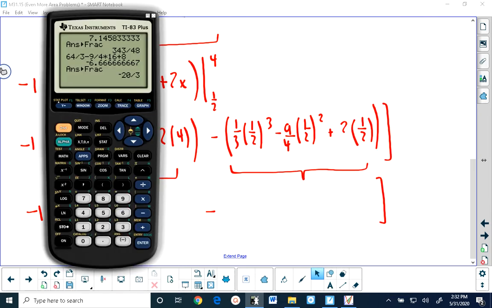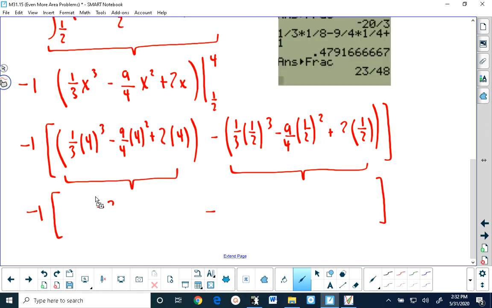If I calculate the other piece, I have 1/3 multiplied by 1/8. 2 cubed is 8. Minus 9 divided by 4 times 1/4. When I square a half, I get a quarter. Plus 2 times a half is 1. Which gives me 23/48.